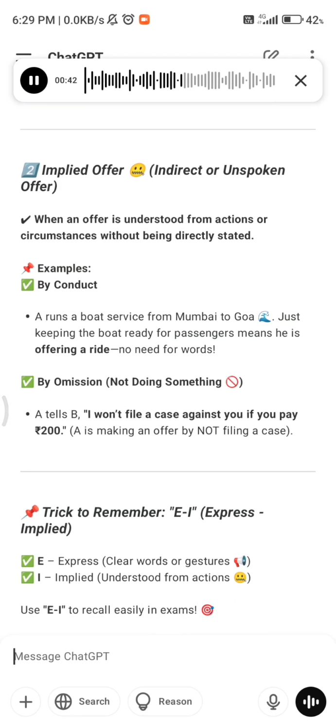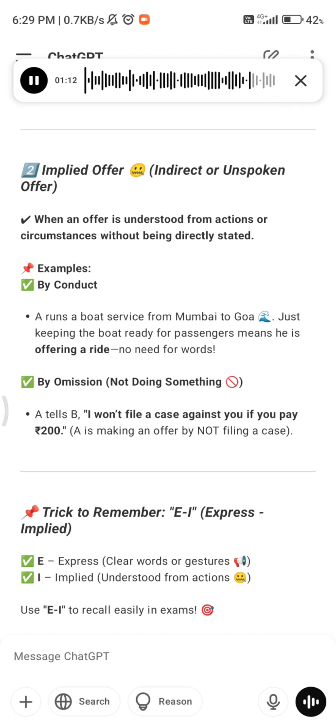2. Implied offer. Indirect, when an offer is understood from actions or circumstances without being directly stated. Examples. By conduct. A runs a boat service from Mumbai to Goa. Just keeping the boat ready for passengers means he is offering a ride. No need for words. By omission, doing something. A tells B, I won't file a case against you if you pay 200. A is making an offer by not filing a case.